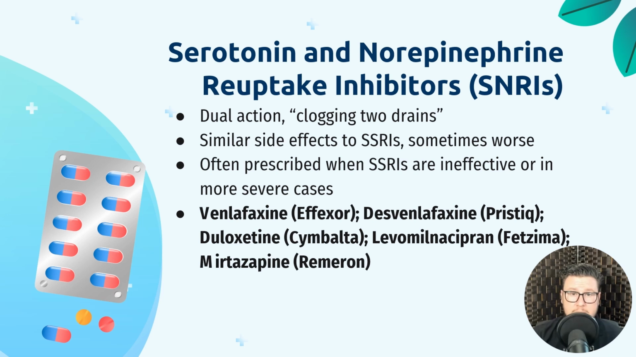So let's practice saying some of the common names of these medicines. Again, all of these I have seen in the field, and some of them a little bit more often than others. So venlafaxine, also called Effexor, that one's really common. Desvenlafaxine, also called Pristiq, again pretty common. Duloxetine, called Cymbalta, very common. Levomilnacipran, also called Fetzima, I rarely see that one. And mirtazapine, also called Remeron, slightly more common, but not as common as Effexor and Cymbalta and Pristiq.